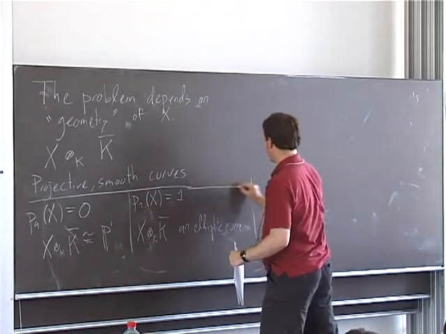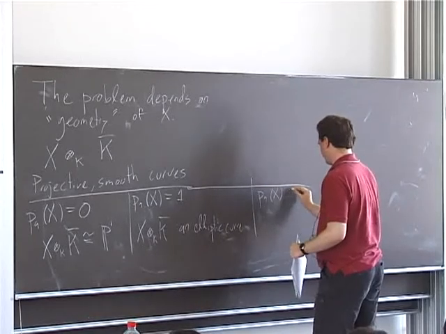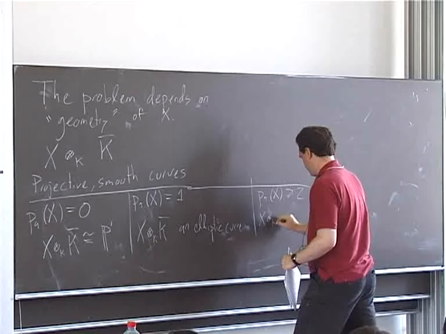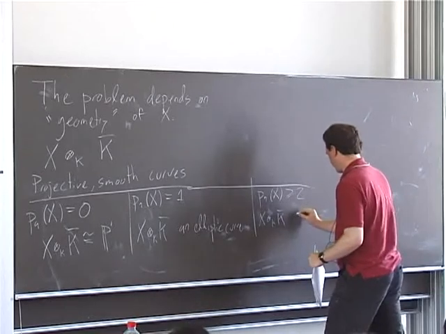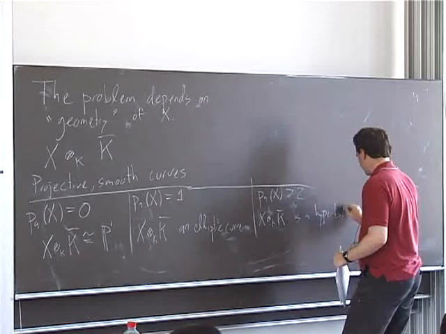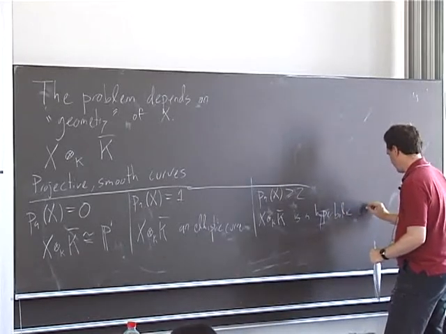And then finally, the genus is bigger than or equal to 2. So then this is a hyperbolic curve. And the nature of rational points or integral points depends very seriously on which of these three cases you're in.